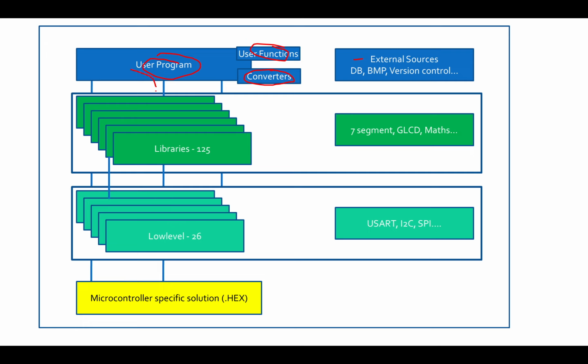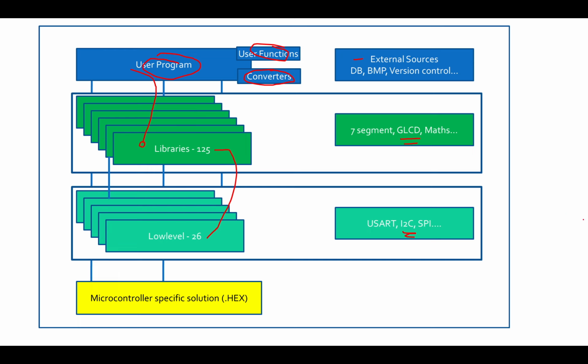Your program is going to call a library, and that library is one of 125 plus libraries, the GLCD library, and that will call other libraries. It will cascade through. So you don't have to know the details of how that GLCD is working. If it's not working, come to the forum and we'll have a look at it. But those GLCD libraries make calls to lower level libraries, and there's 26 of those, and one of them happens to be the I2C.